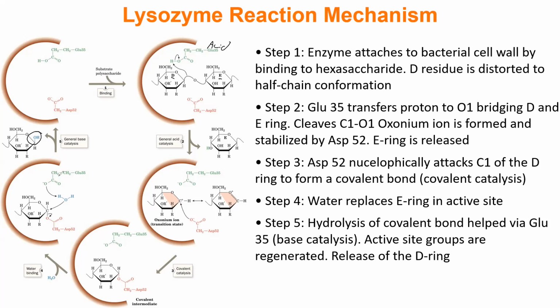It has that OH from the water molecule that came in. Glu 35 is back to being protonated, Asp 52 unprotonated. So very simple mechanism there between two amino acids. And that is how we can cut lysozyme or cut a peptidoglycan layer. And we're looking at acid and base catalysis. And we're also looking at covalent catalysis.